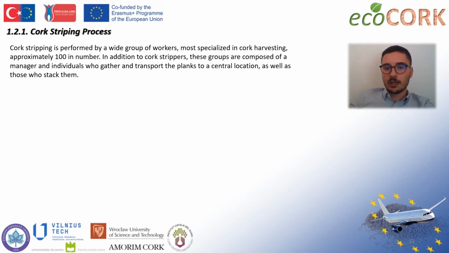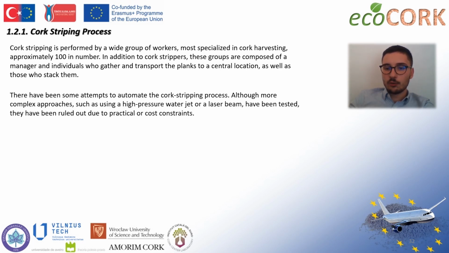Cork stripping is done by a large group of people, most of whom are experts in cork harvesting and number about 100. Cork strippers are part of these groups, but there is also a manager and people who gather the planks and bring them to a central location, as well as people who stack them.